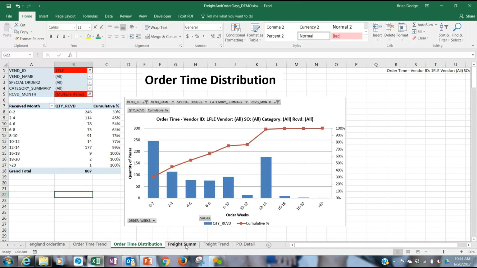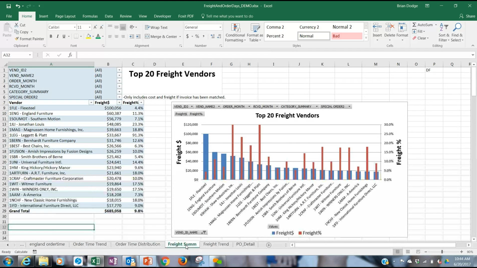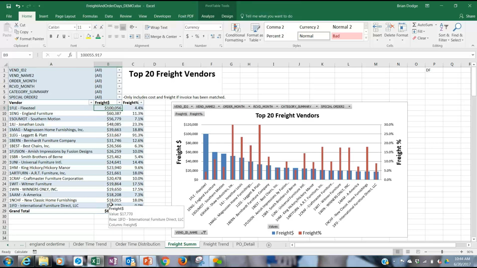And then the next one is the freight summary. The focus here is on the top 20 freight vendors. This will graph the top 20 freight vendors for your business, and it sorts based on freight dollars. In this case, Flex Steel is at the top. Overall freight percentage is 4.4%. If you look at the chart on the right, the blue bar is actual freight dollars, again going back a full year, and the freight percentage is the red bar.